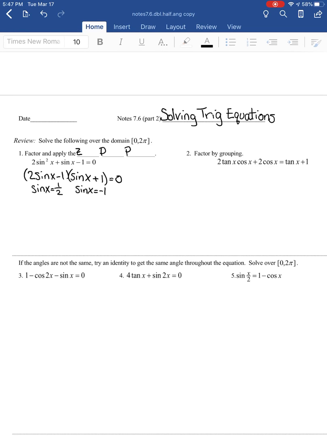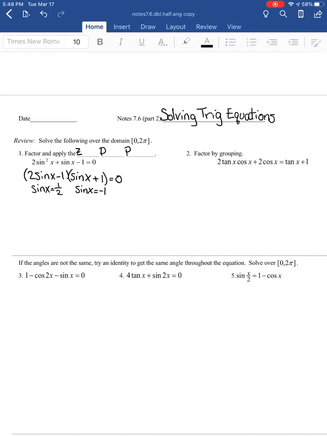So I'm going to walk through the 7.6 Part 2 notes with you, which is more solving trig equations, but with the new identities that we just learned in 7.6 Part 1. So, review, solve the following over the domain 0 to 2 pi. Number 1 and number 2 should look very familiar to you. We've been doing a lot of these over the last couple of sections.